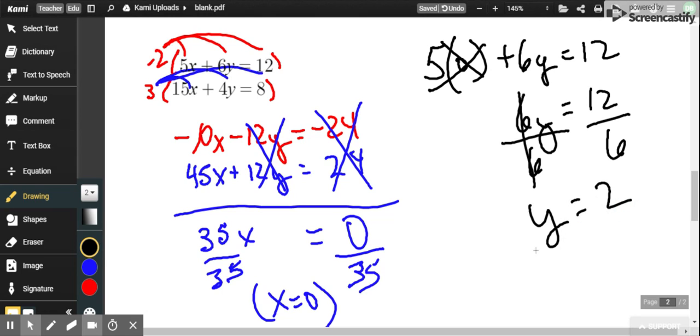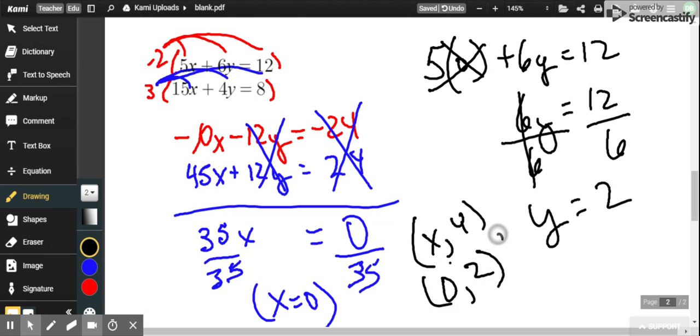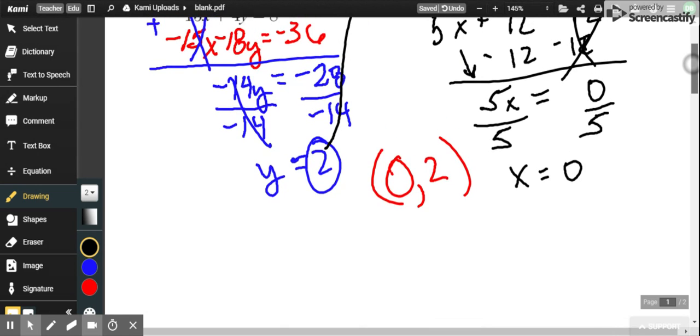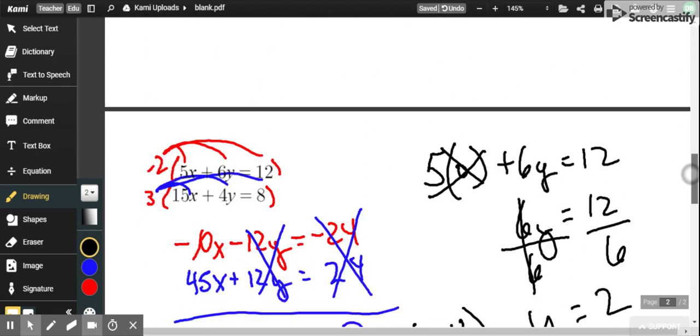Okay, and remember, how am I writing this? x comma y. So my answer is going to be 0 comma 2. That would be my final answer. If you noticed, it doesn't matter which one you solve for, both work out the same.